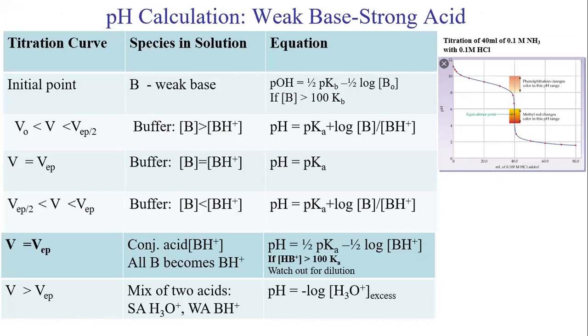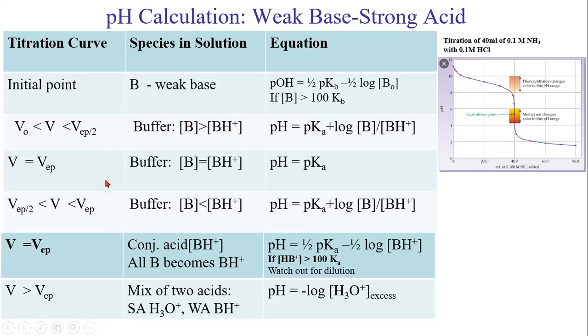we can calculate it with this equation. On purpose, I used another equation. Remember, the pOH equals half pKb minus half log B0. Or of course, you could also use pH equals 7 plus half pKa plus half log B0. Okay, so here, of course, that's if the concentration of this base is greater than 100 Kb, and if it's not, you have to use the quadratic equation. So it's just a weak base alone.